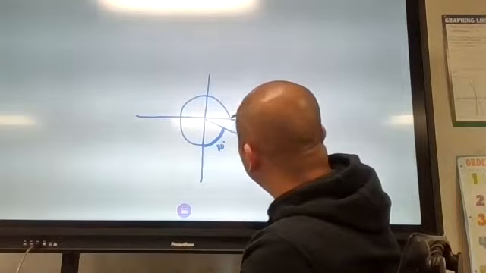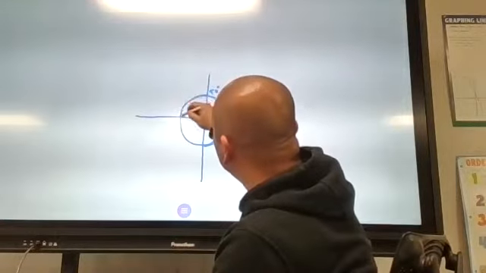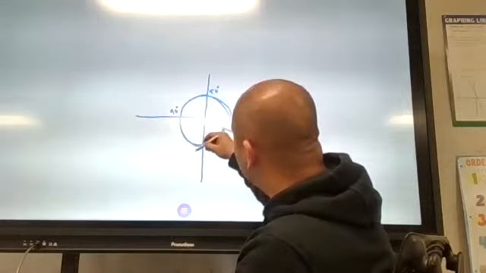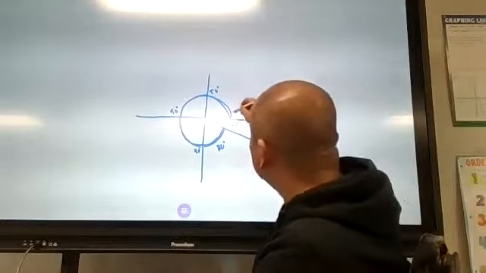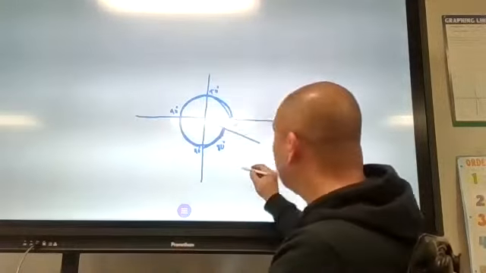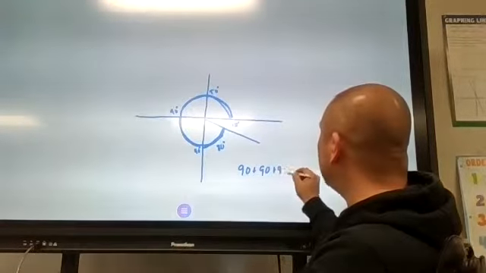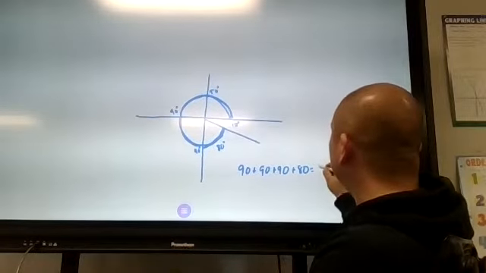So we know that from here to here, this is 90 degrees. From here to here, that's another 90 degrees. From here to here, that's another 90 degrees. If we add them all up, it's 90 plus 90 plus 90 plus 80, and that equals 350 degrees.